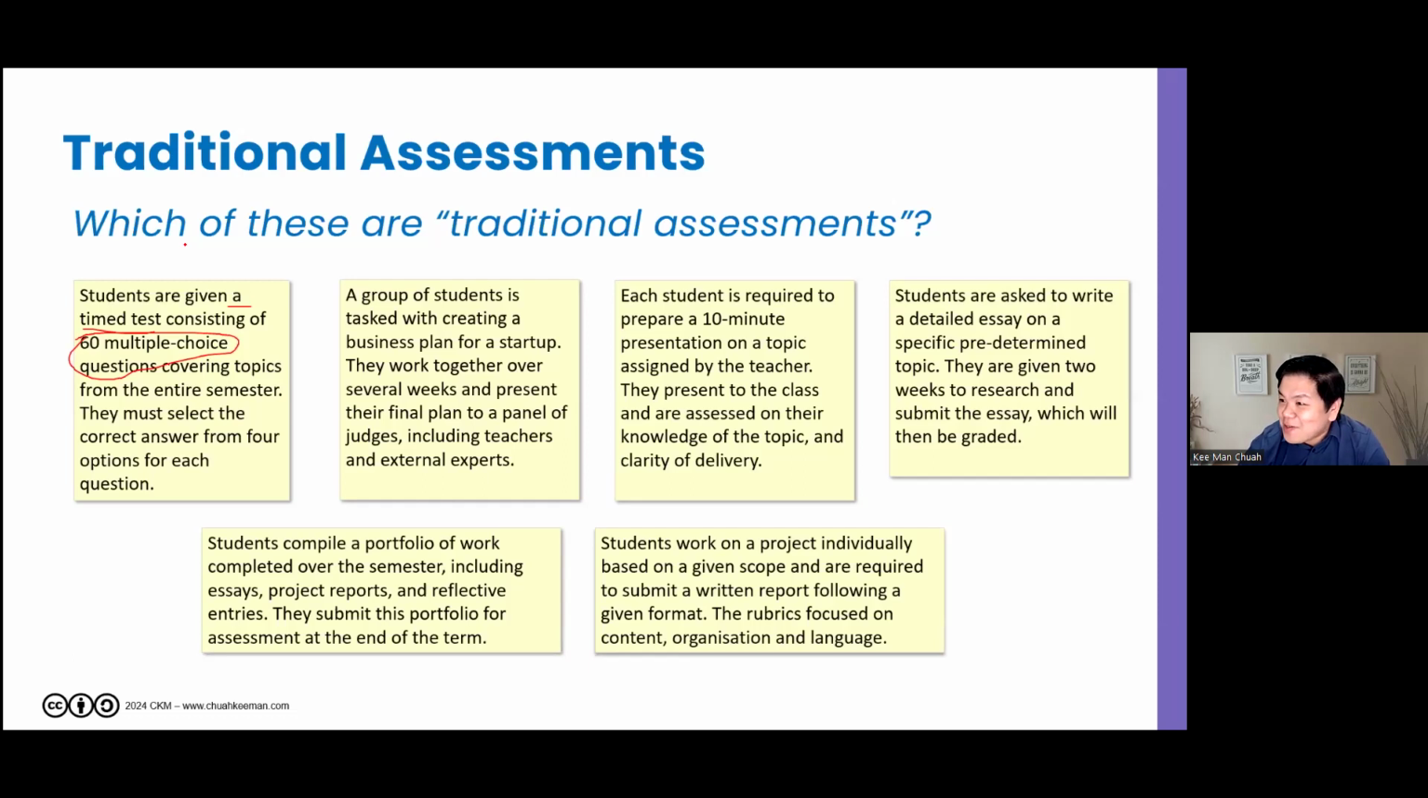Clear, yeah? No one disagrees with this one. So this one is obviously T, traditional. Okay. Let's go to the second one.